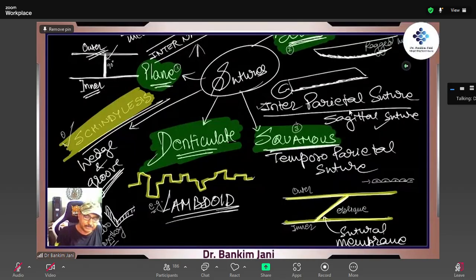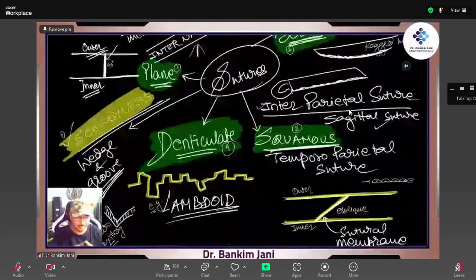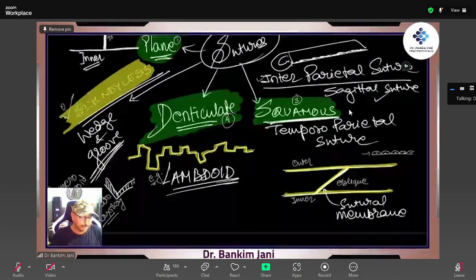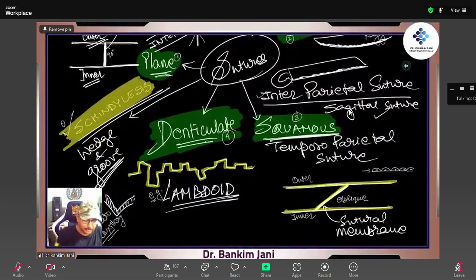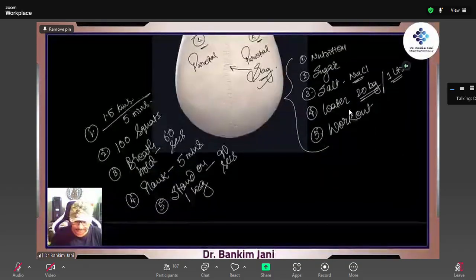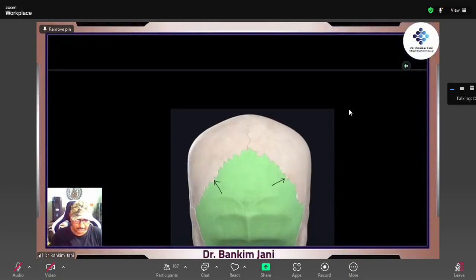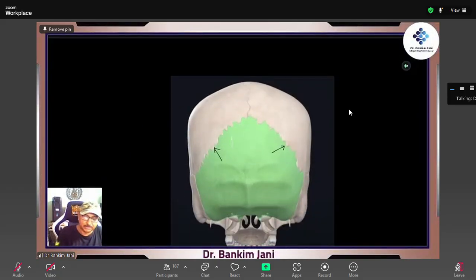The fourth type of suture is called the denticulate. Denticulate means tooth-like. So here it is wedge-shaped. This is the structure, how it goes. The lambdoid suture is like that. Where is the lambdoid? For that, we need to see the skull from the posterior aspect. That's the lambdoid suture, between this bone and this bone.